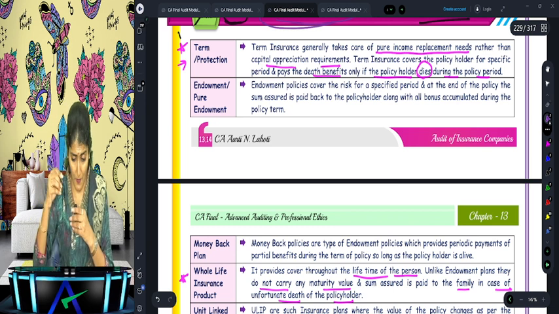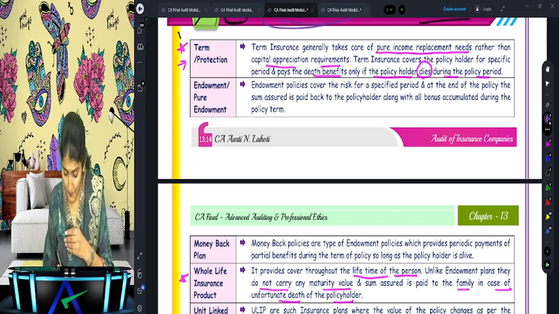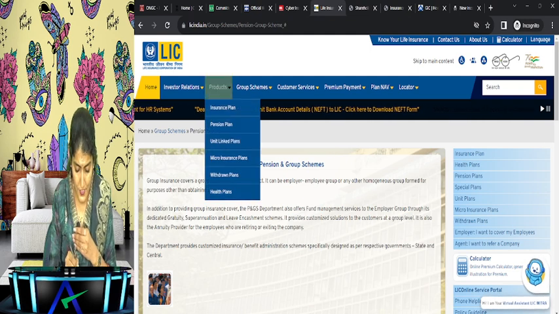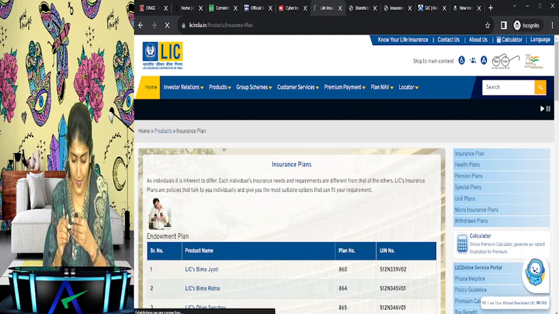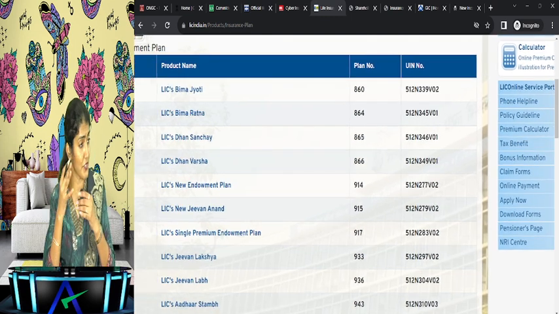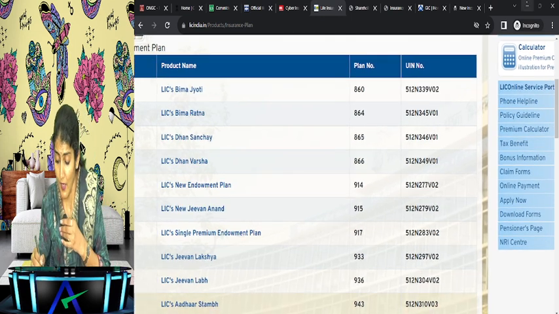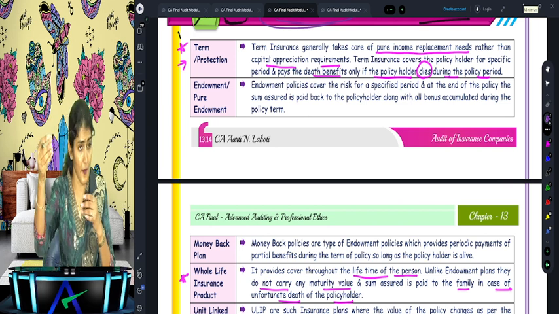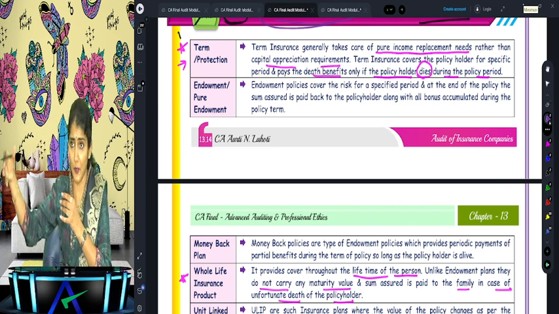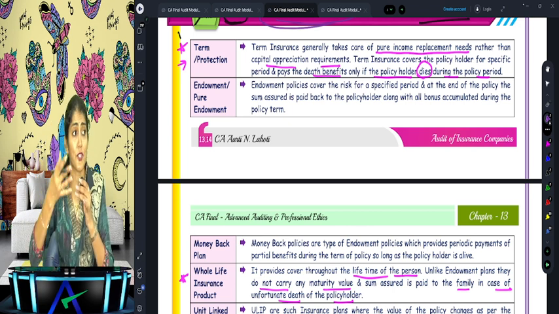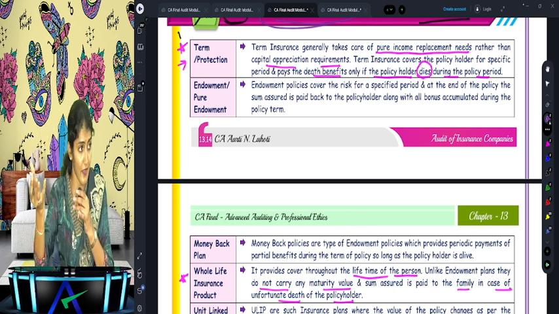What is endowment? All this, we had seen on the LIC website, so many policies over there, right? All this Jeevan, Bima insurance plans over there, which we had seen, Bima Jyoti, Bima Ratna, Bima Sanchay, right? All these policies over there. What are these? Every year you pay some money to the insurance company, and at the end of a particular period, they will pay you that amount, plus they will give you some bonus, plus some assured sum you will receive over there. Are you understanding that?